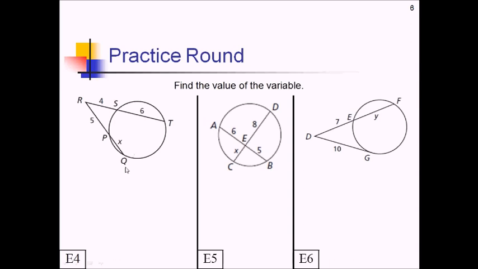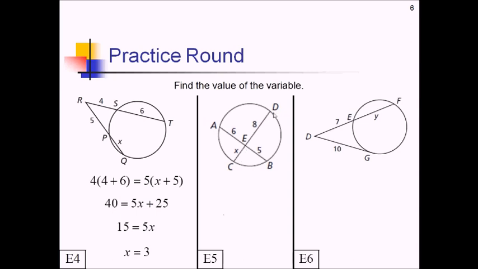All right, hopefully you got all of those. Let's go through them one at a time. So for this one, we're going to use that relationship where we have the external part times the whole segment equals the same for the other side. So we can say 4 times (4 plus 6) equals 5 times (5 plus x). So that's going to be 4 times 10, or 40, equals 5x plus 25. Subtracting 25, we've got 15, so x equals 3.